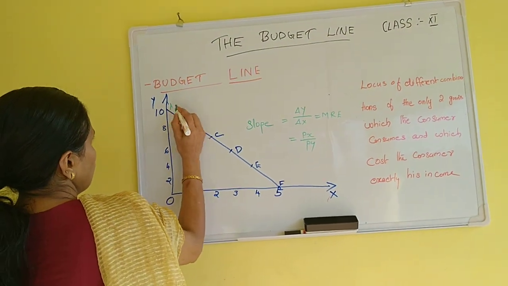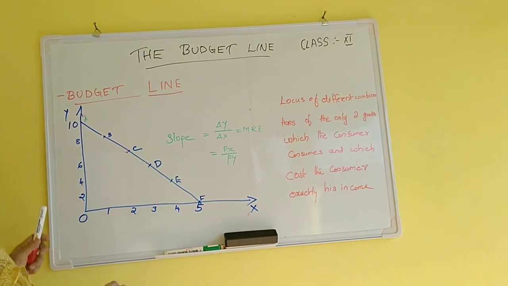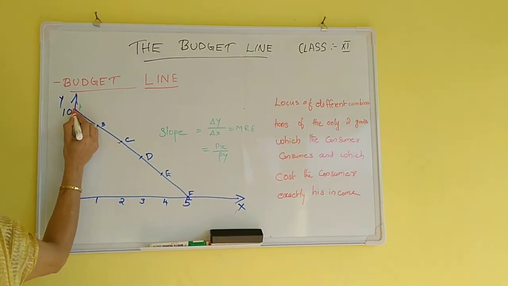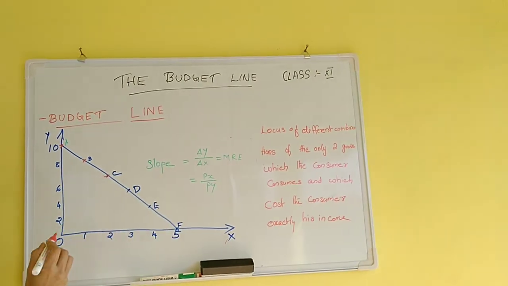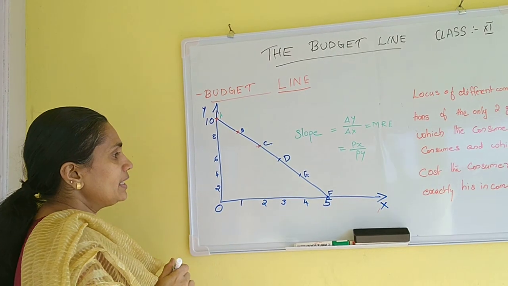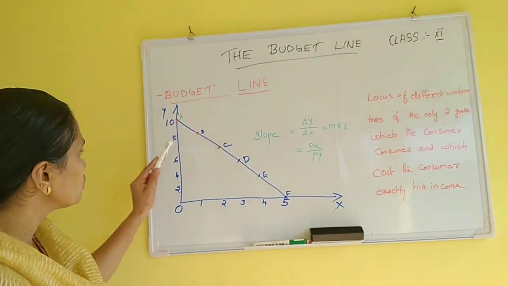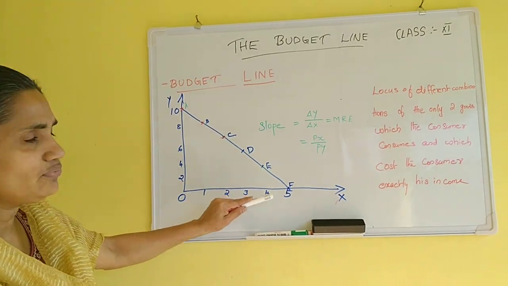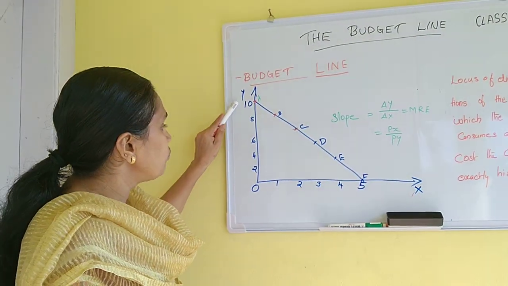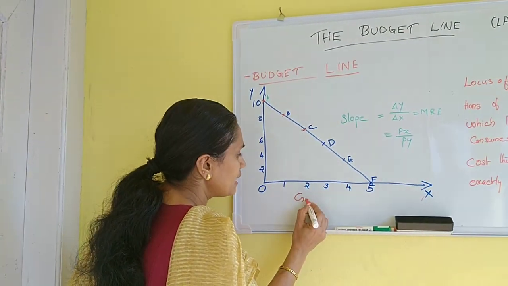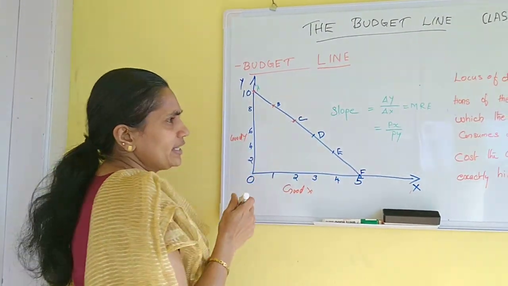A, B, C, D, E, F. When we join these combinations, we get a line, which represents the budget line. That is, what do you mean by budget line? It is the locus of different combinations of two goods, good X and good Y. The X axis represents good X, and the Y axis represents good Y.